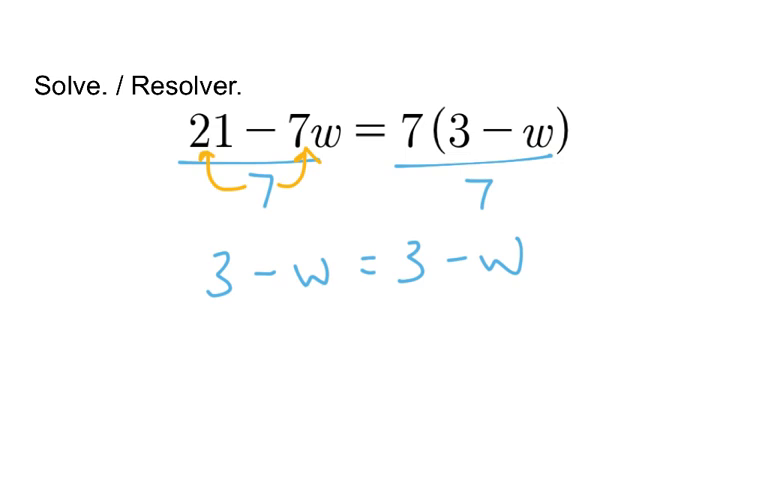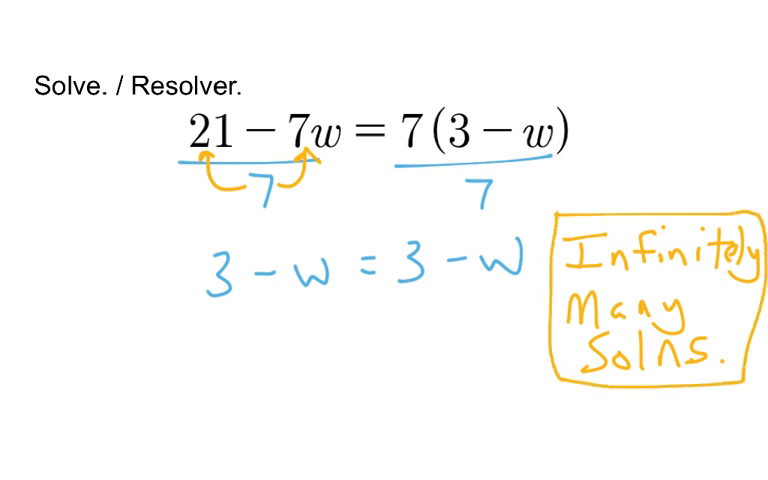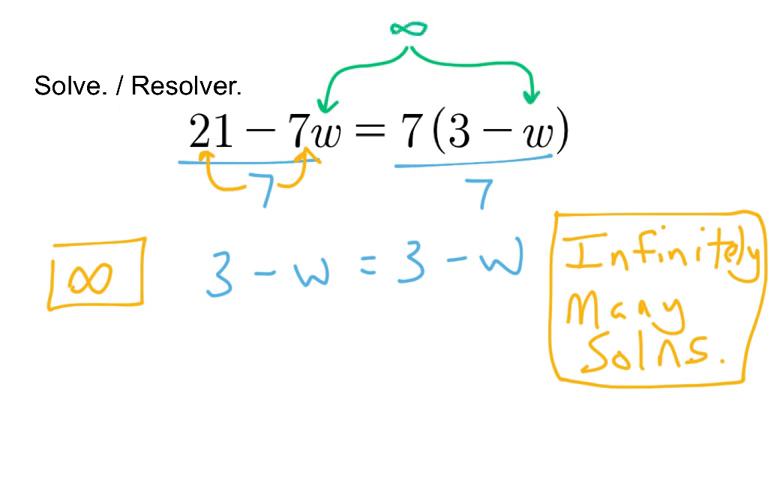So I could answer right now that this is infinitely many solutions, meaning no matter what. And I would box that as my final answer. Or our abbreviation can be the infinity symbol. Now, we have infinitely many solutions because no matter what value you would put into w on either side, you can ensure that you will always have equality.